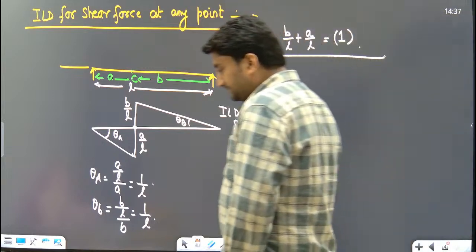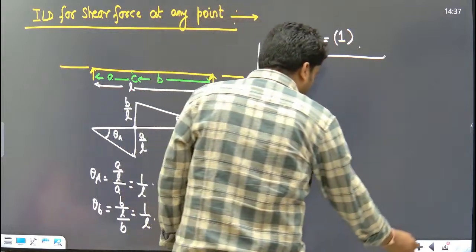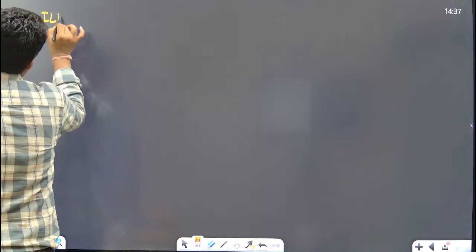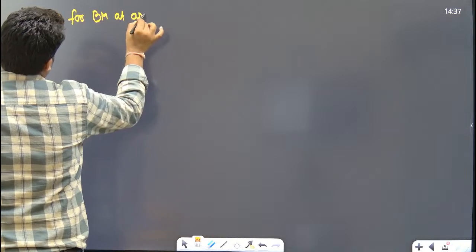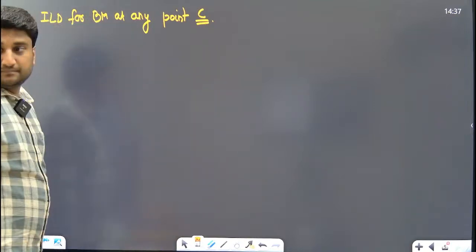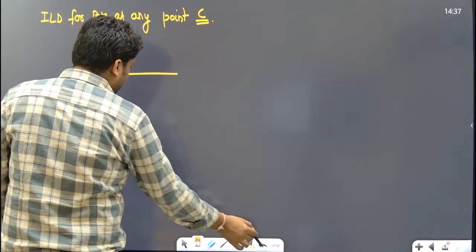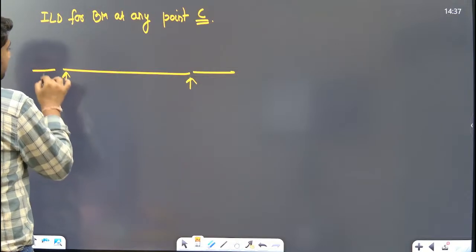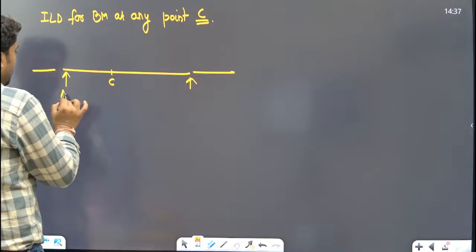Now the next concept is ILD for bending moment at any point C. Let us suppose this is a simply supported beam and I need to draw the bending moment for point C. This is A, this is B.